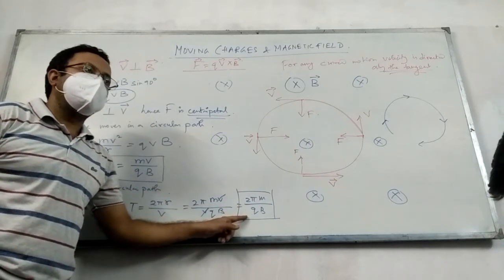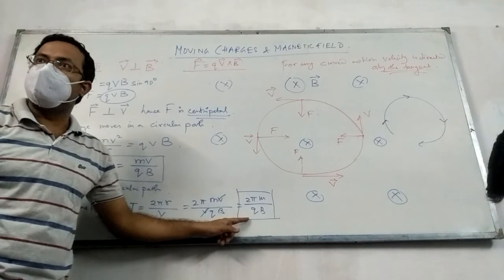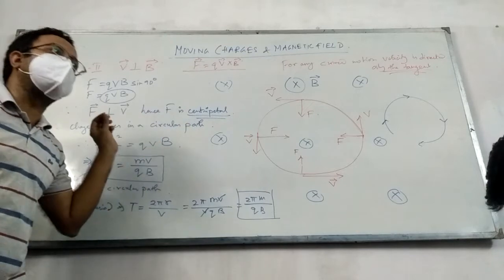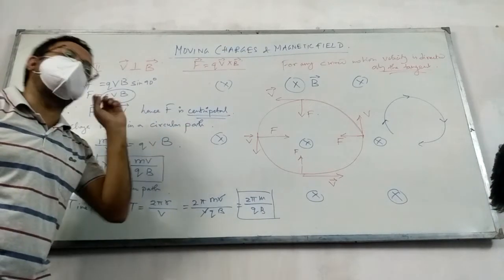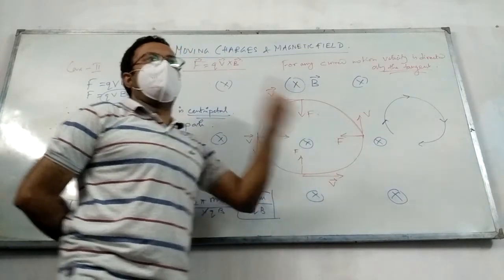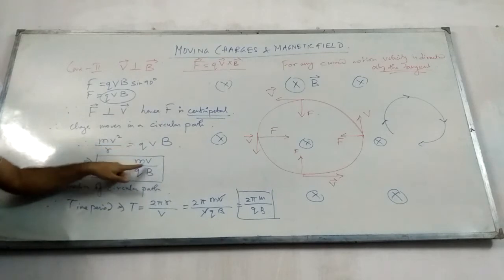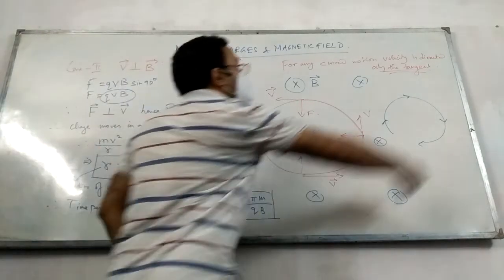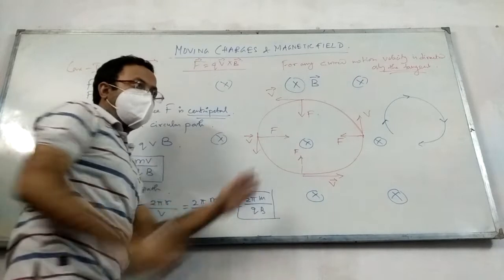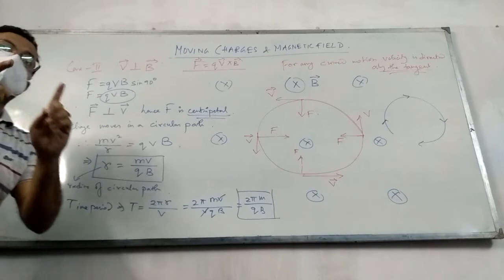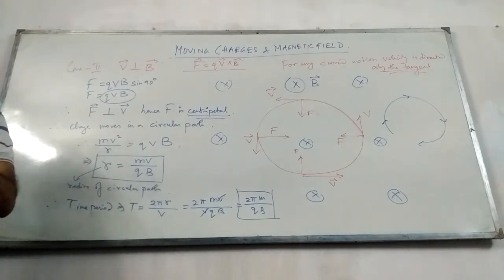Does it depend on the velocity of the charged particle? No. That means whether you are throwing it fast or slow, it does not matter. It takes the same amount of time to cover the whole circular path. Only if you throw it very fast, the v will increase, so it will increase the radius of the circular motion. If you throw it fast, it will go on a bigger circular path, and if you throw it slow, it will go on a smaller circular path. But it will take exactly the same time for making one complete rotation.